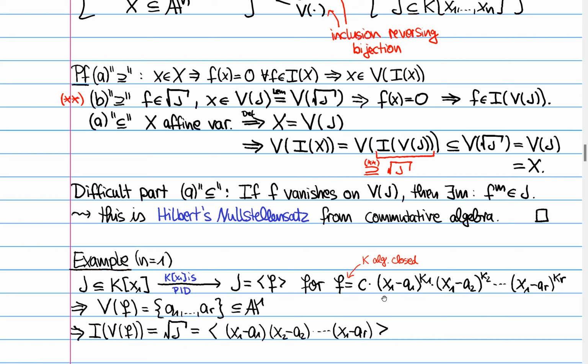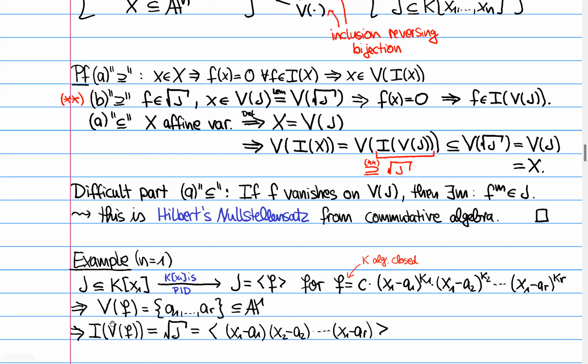And then, when does this thing vanish? Let's assume that c is not 0, because otherwise we will get just the full set A1 as a solution set. So if c is non-zero, this expression vanishes if and only if one of these linear factors vanishes. And this exactly happens if x1 is equal to ai. In other words, the vanishing locus here is just this finite set a1 up to ar inside A1.